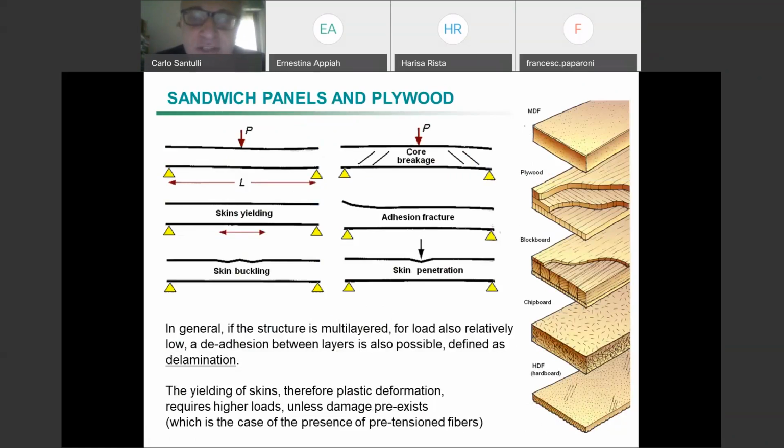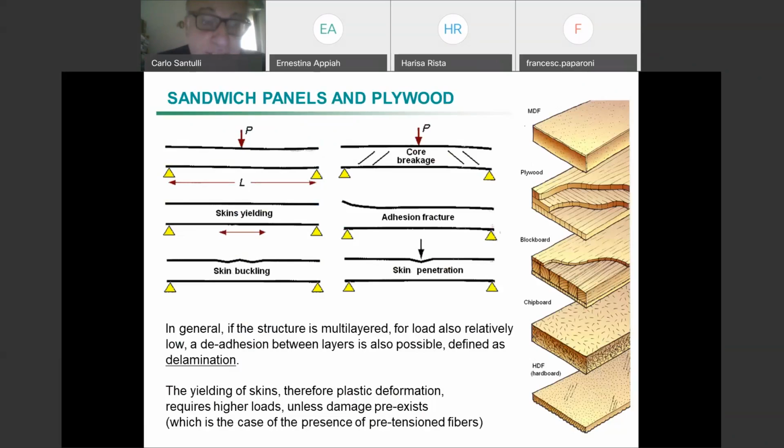Okay, so in practical terms, what you have in wood, you have this kind of sandwich structure. Sandwich structure means that we have two layers on the outside, which are called skins, and a bigger, thicker layer, or a combination of thicker layers on the inside, which are softer and which are called the core.